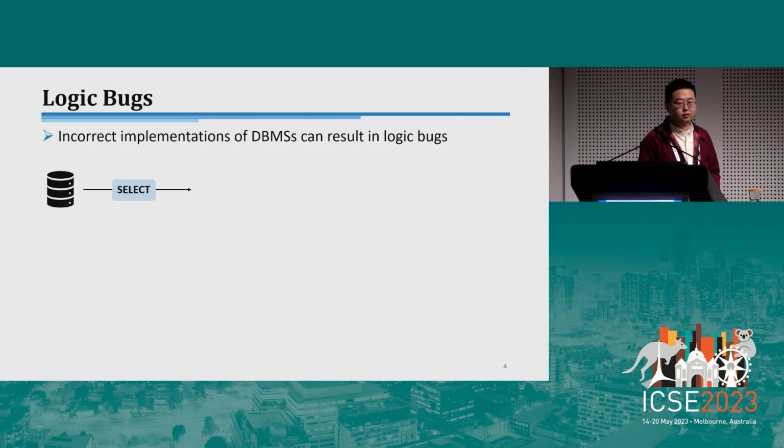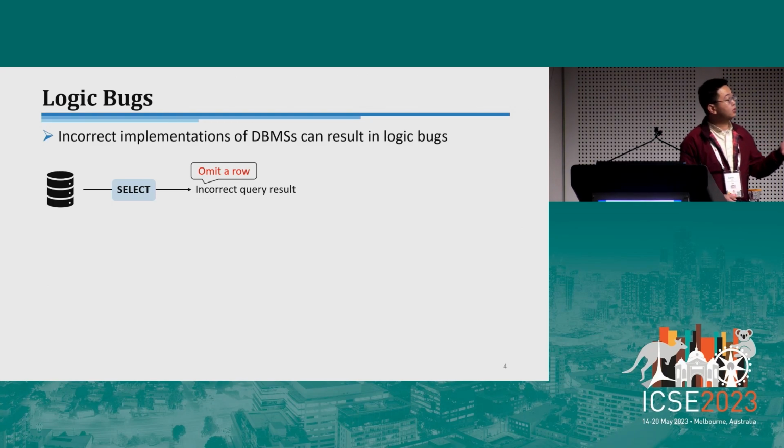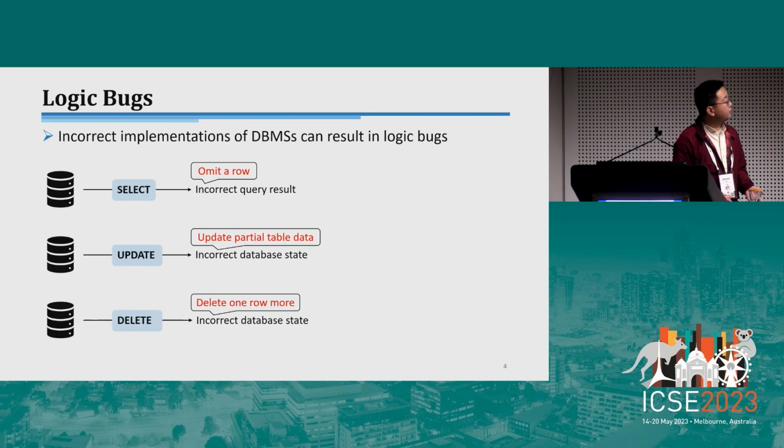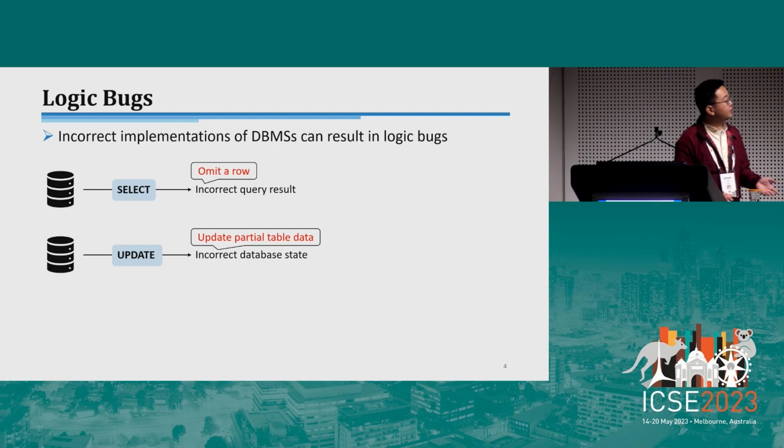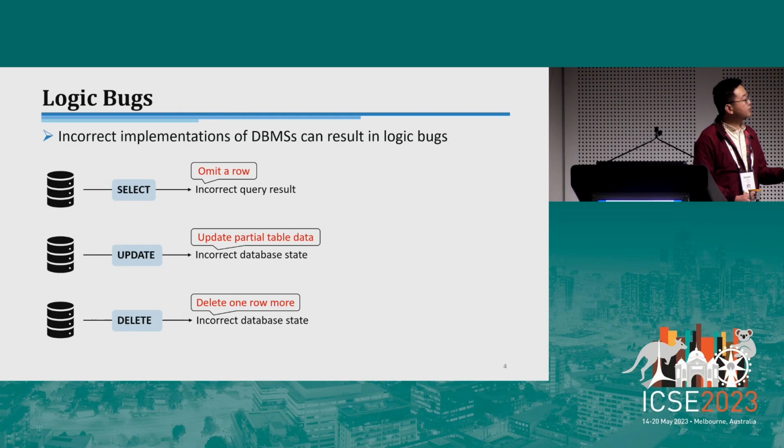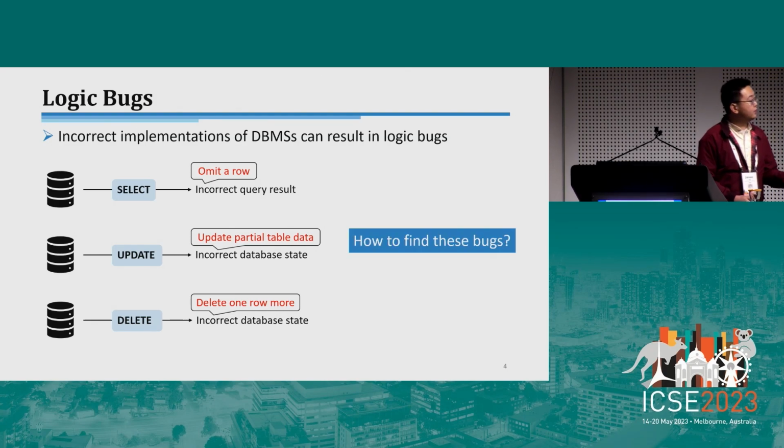Incorrect implementations of DBMS can cause logic bugs. A select statement can generate incorrect query results, for example, missing a row. An update can generate incorrect database states, for example, updating partial table data. A delete statement can generate incorrect database states, for example, deleting one row. We need an oracle to identify these bugs.